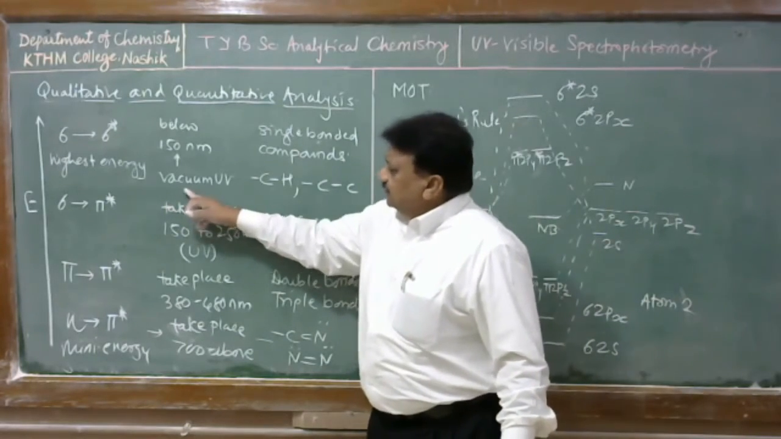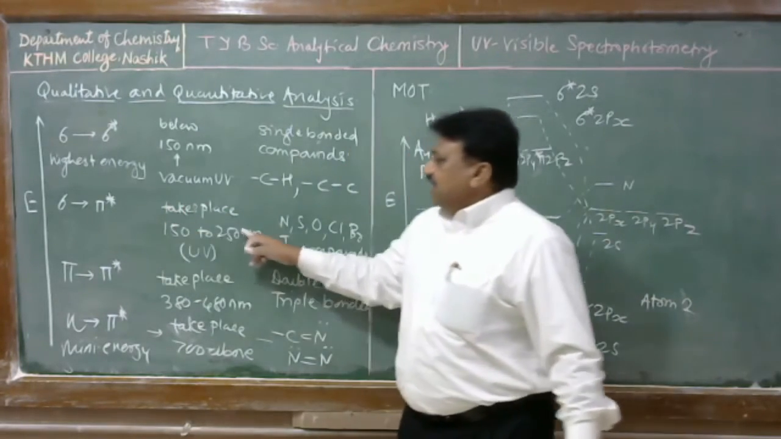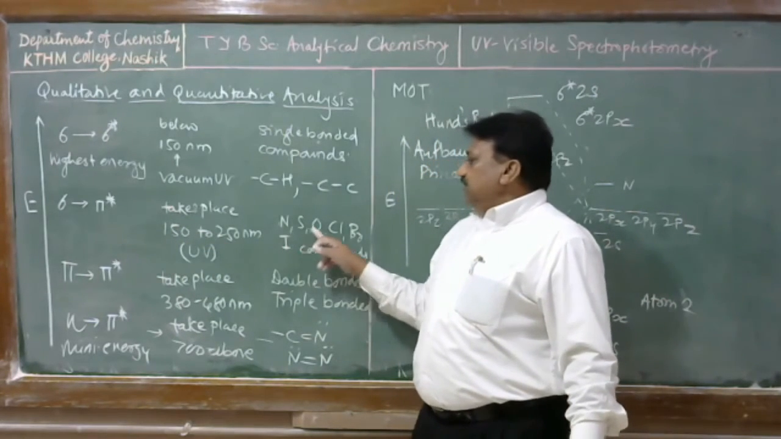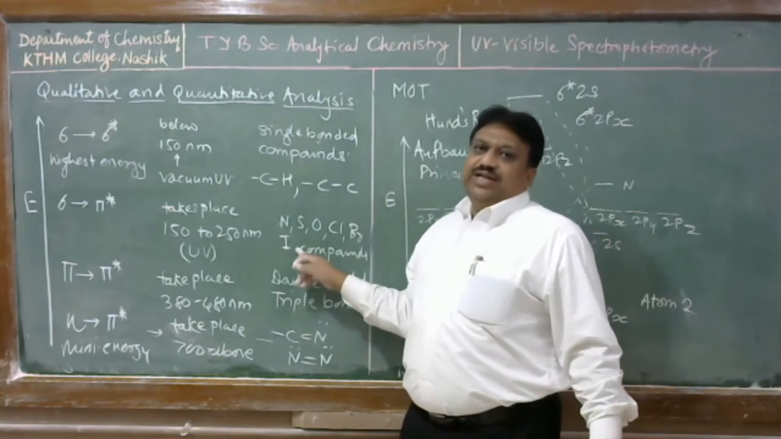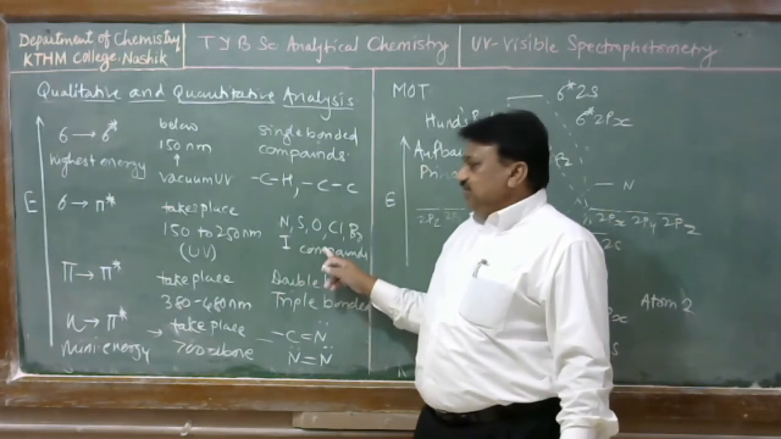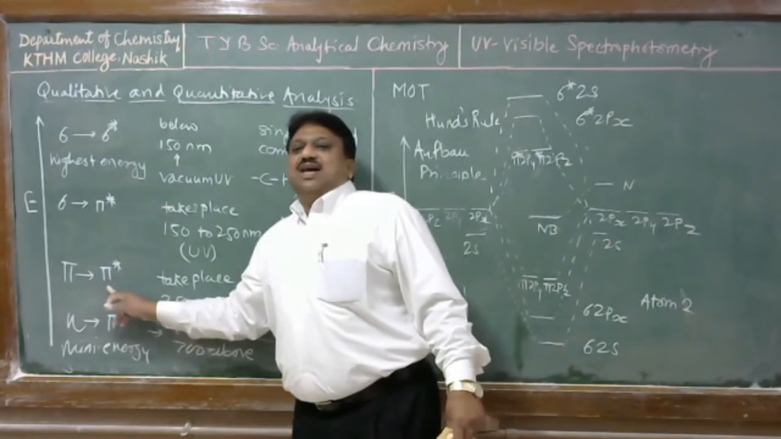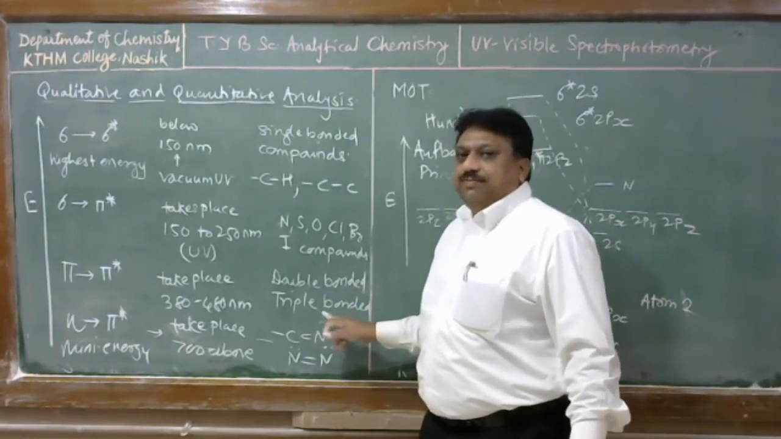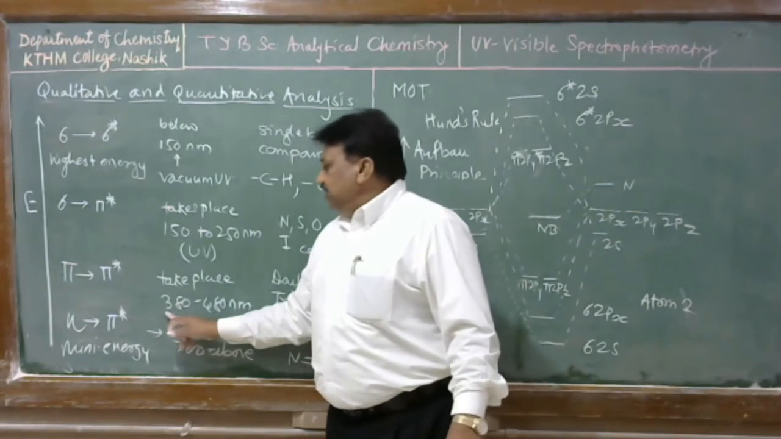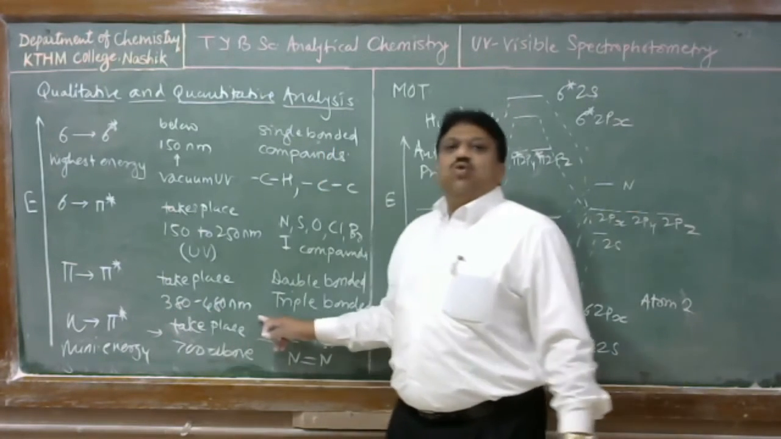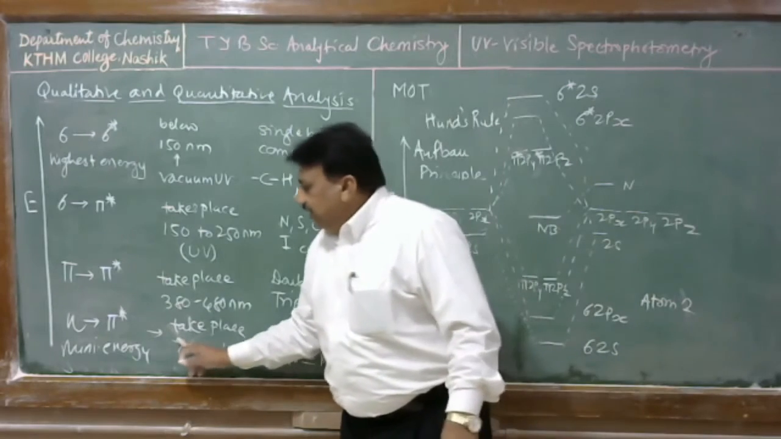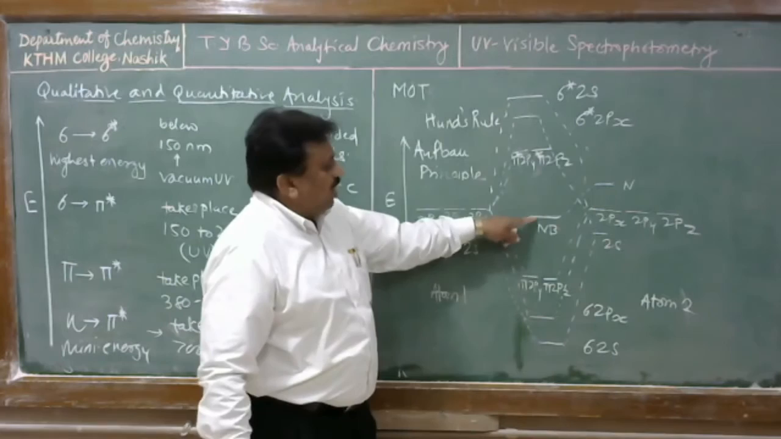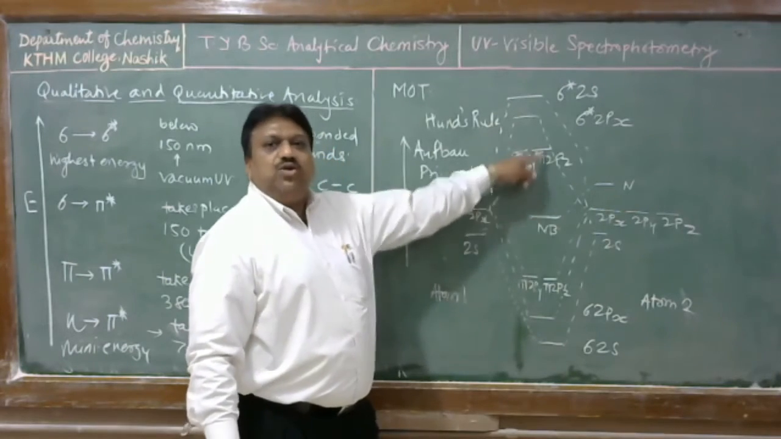Similarly, sigma to pi star takes place at 150 to 250 nanometer. Nitrogen, sulfur, oxygen, chlorine, bromine and iodine containing compounds show this type of transition. Then pi to pi star transition is shown by double bonded and triple bonded compounds within the range 380 to 480 nanometer.